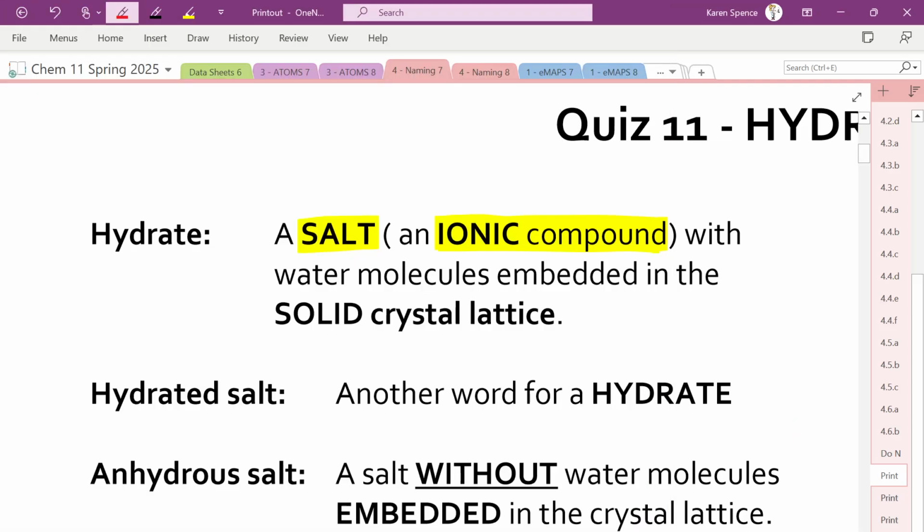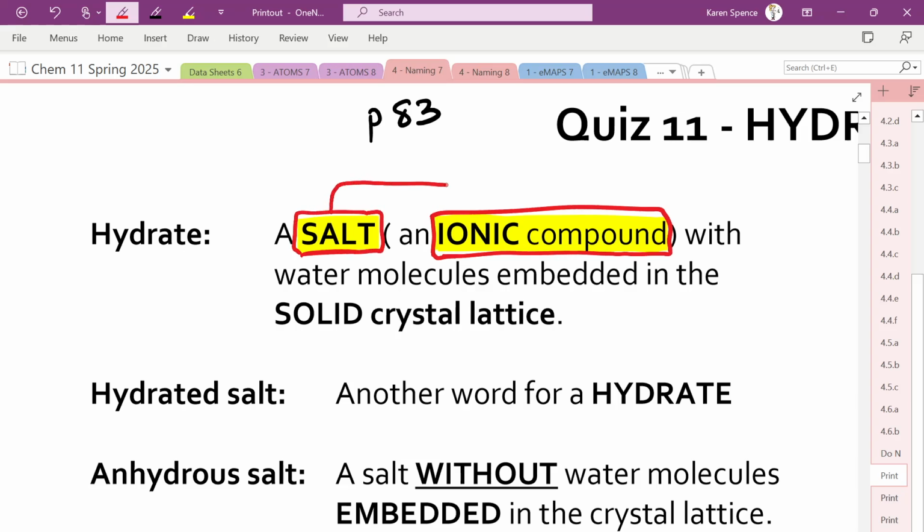A hydrate is a salt, an ionic compound, and those two mean the same. So all salts are ionic compounds. All ionic compounds are salts. Okay? Well, there's a couple exceptions, but we're going to pretend we don't know about those. Okay. So that is what a hydrate is.